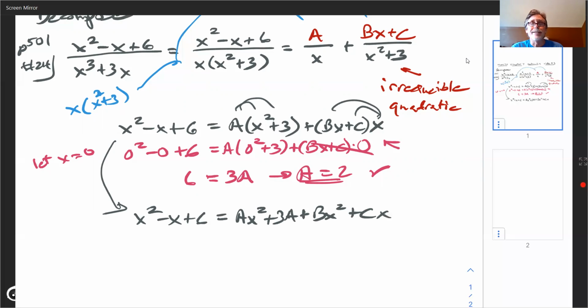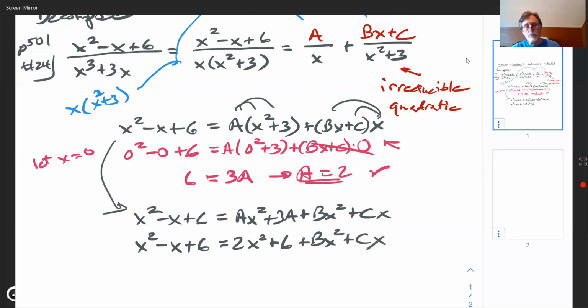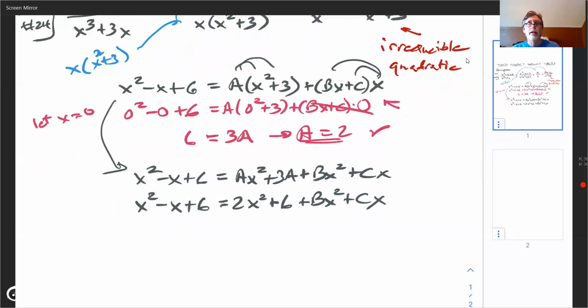But I forgot something. We know what a is. I should have put it in, but I'll put it in now. We found out that a is 2. So we've got 2x squared plus 3 times 2, which is 6, plus bx squared plus cx. And this is what we're staring at now. Okay, we're still on a mission. We're trying to find b, we're trying to find c. And it's in this case where you actually compare the coefficients like I did in the previous video.